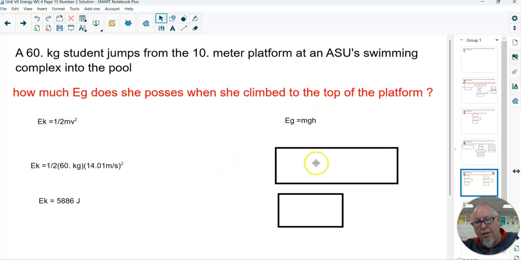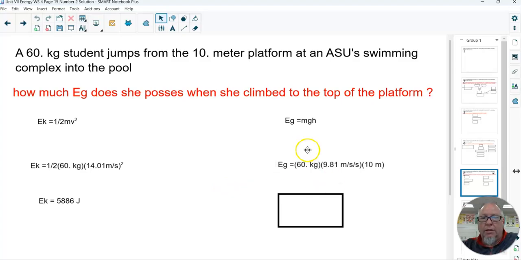So if the diver climbs up to the top of the platform and jumps off, the energy at the top of the platform would be exactly the same as the kinetic energy she hits the water with. This should not be a surprise based on the examples and the things we've talked about in class: if you go up to the top of the platform, you have energy, and that energy is going to transfer into other forms of energy.